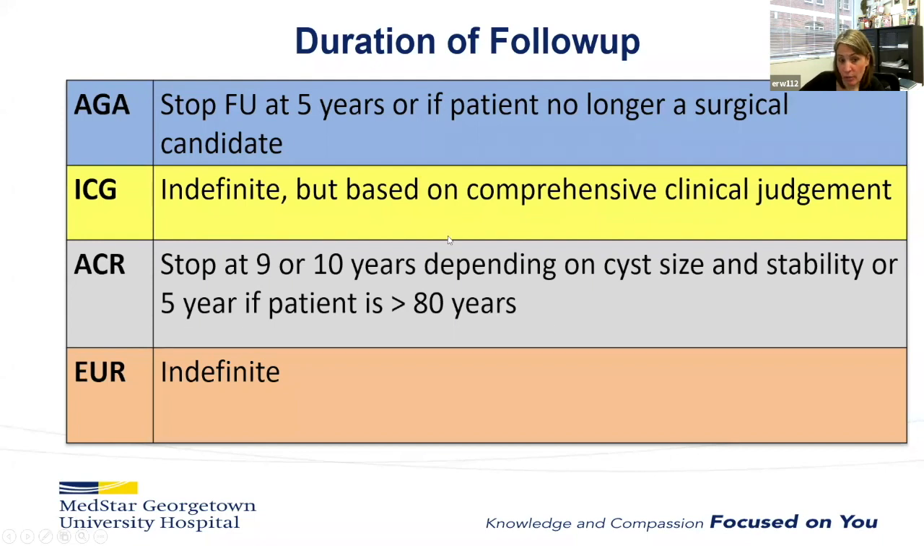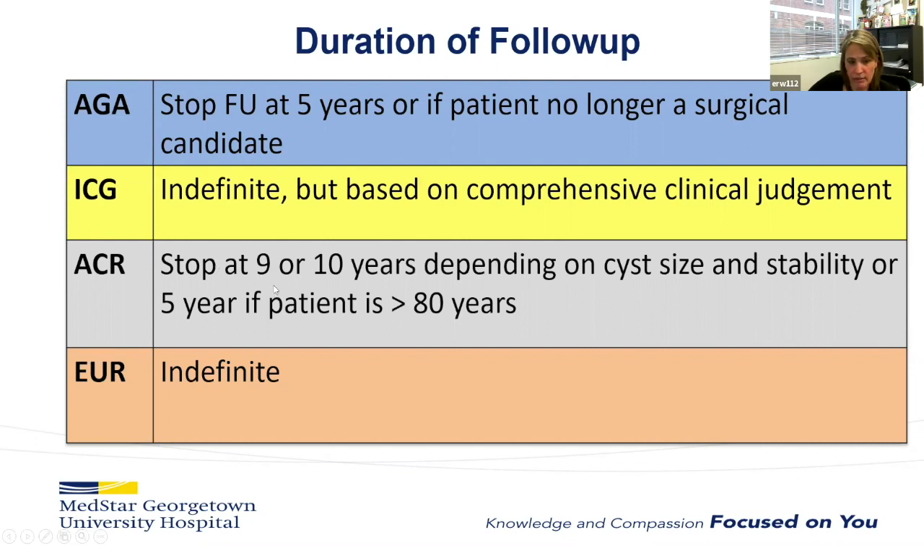The duration of follow-up is variable, and I think this is going to change based on some recent data about post 5-year surveillance and the risk of cancer in that time period. But right now, the AGA says you stop follow-up at 5 years. This was extremely controversial, and I don't think it is something they're likely to stand behind for very long. The ICG has indefinite follow-up, but of course, with clinical judgment if the patient becomes no longer fit for surgery or the cyst appears to be lower risk over time.